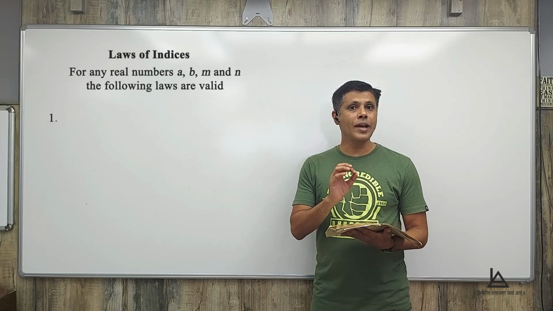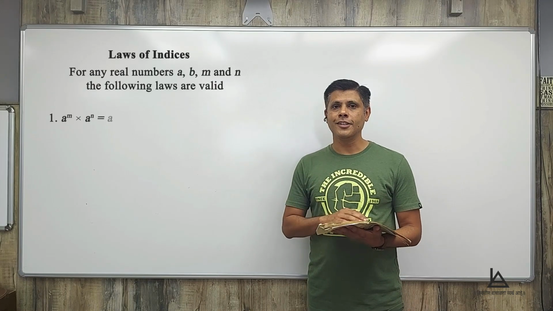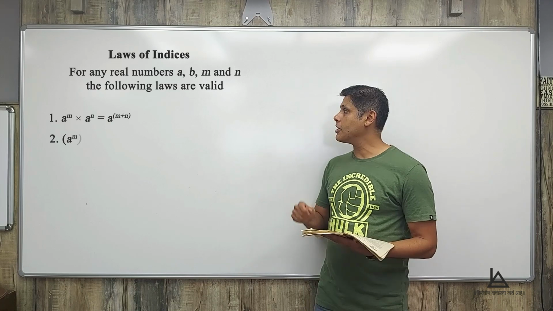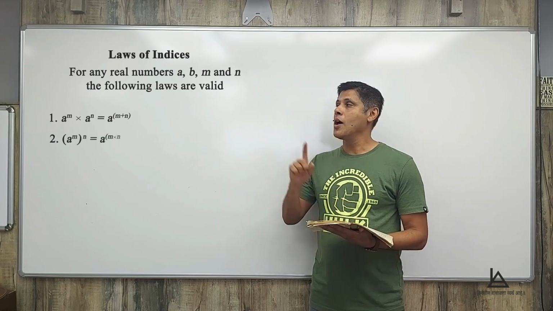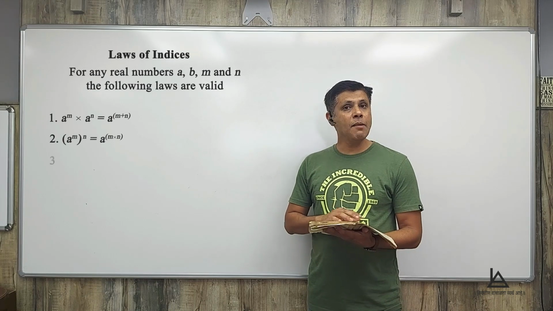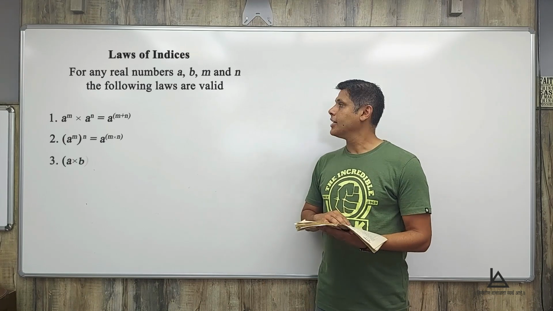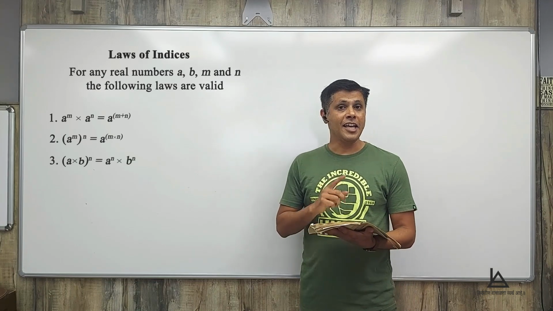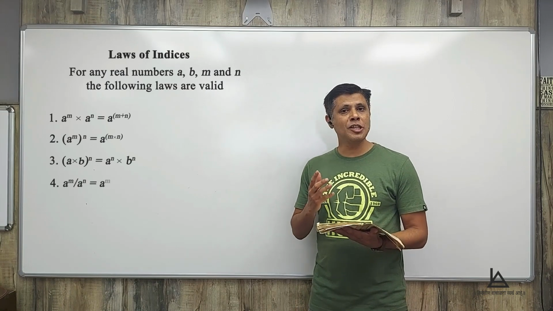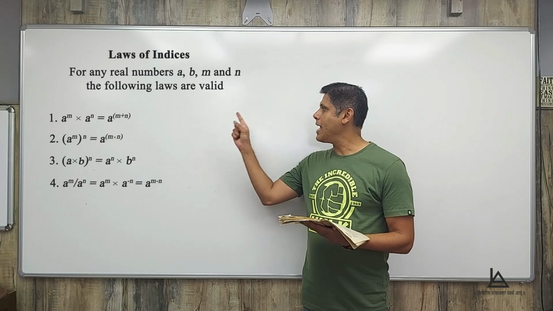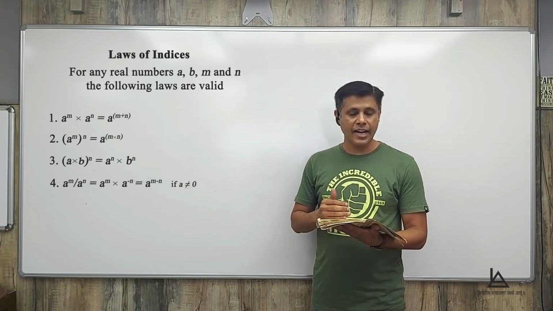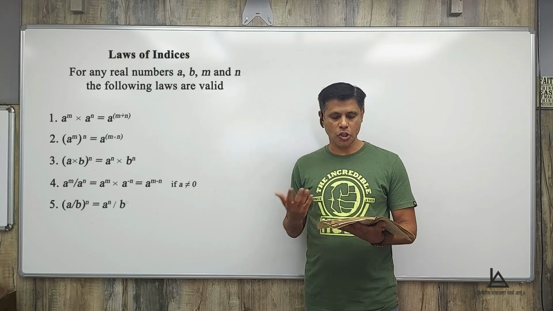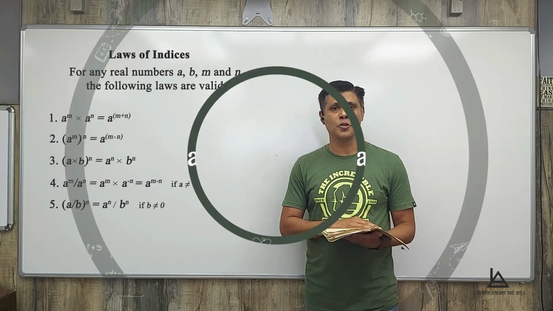A raised to m into A raised to n is A raised to m plus n. (A raised to m) raised to n is A raised to mn. And (A into b) raised to n is equal to A raised to n into b raised to n. And A raised to m upon A raised to n is A raised to m minus n. And (A upon b) raised to n is equal to A raised to n upon b raised to n, b not equal to 0.